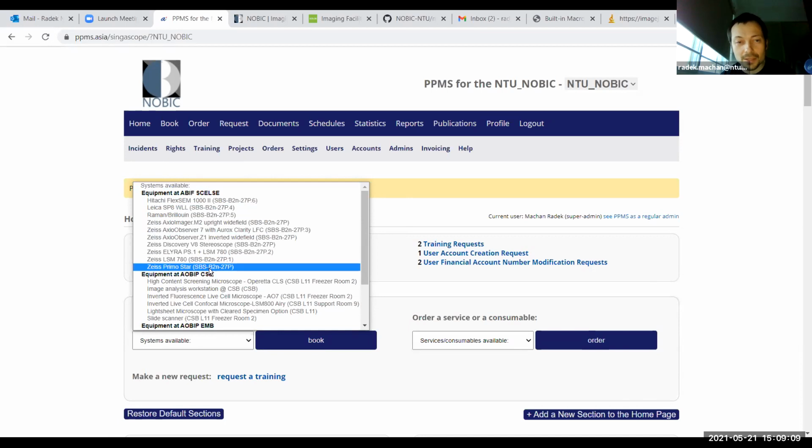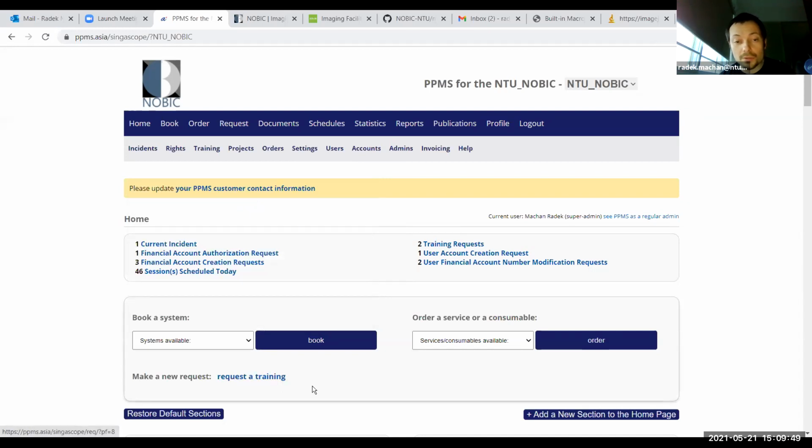There's equipment at Celsi, and because our facility is a joint facility with LKC Medicine, you can also see equipment at LKC Medicine. For most of you, the list will contain fewer items because there will be only those microscopes which you are allowed to book. That means the microscopes which don't require training, those simplest ones, or microscopes you have been trained to use.